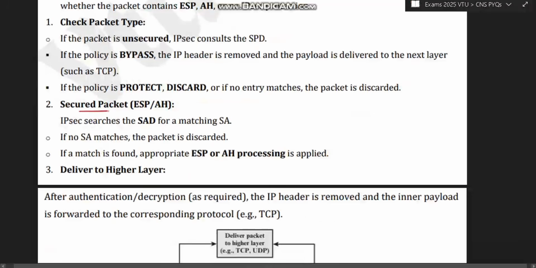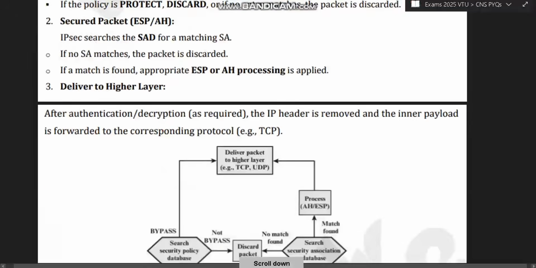And if a secured packet is present as ESP or AH, IP security searches the SAD for a matching SA. If no match is found, discard. If a match is found, the appropriate ESP or AH processing is applied. Next, deliver to the higher layer.